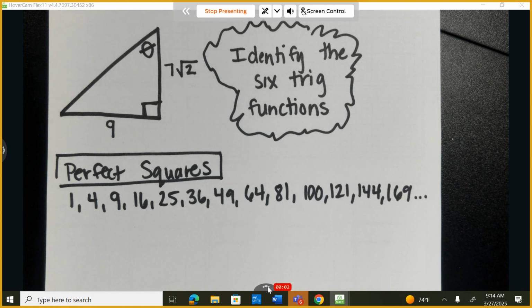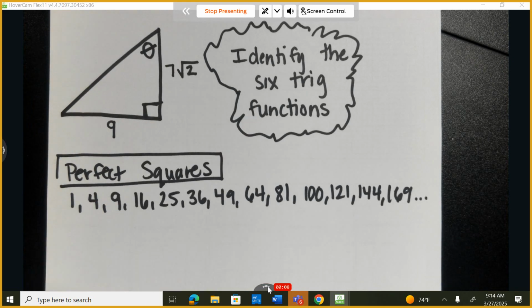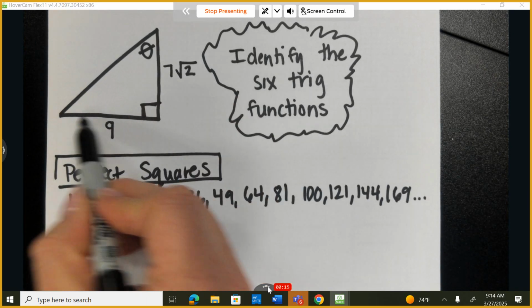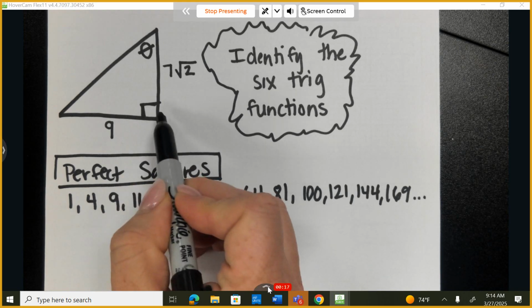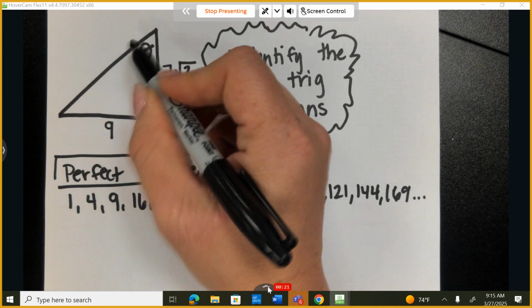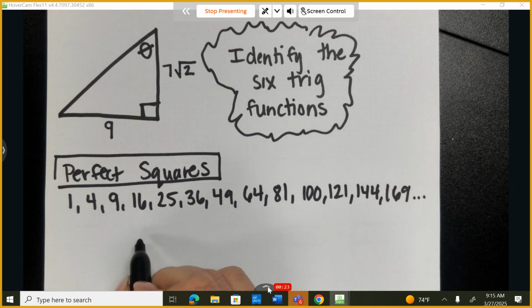The first learning objective of this unit will be to identify the 6 trig functions of a right triangle. Before we can do that, we need to know all of the sides of a right triangle. In this case, we know 2 of the sides. They happen to be the legs. The legs are going to create this right triangle. So we need to figure out what is the hypotenuse, the diagonal side of the right triangle, also the longest side. And so I'm going to use the Pythagorean theorem.